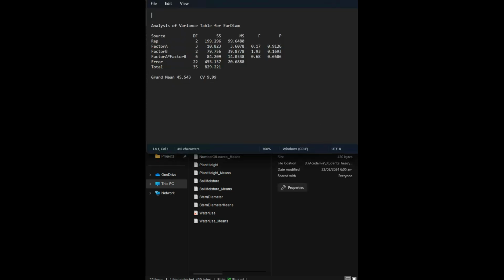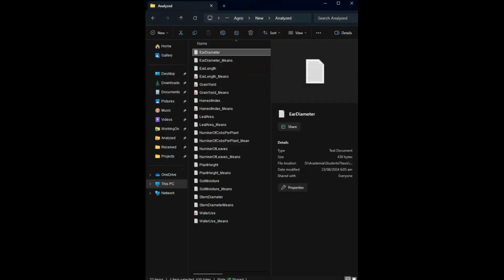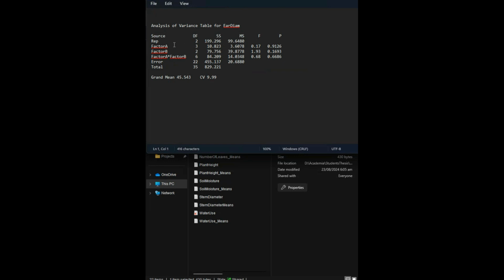So when you open the ear diameter like this, it is a typical ANOVA table, AOV table, analysis of variance table. So in the analysis of variance table, your design was actually a factorial design. So you had factor A and factor B. One of the factors had 3 levels and the other had 4 levels. So you did treatment combinations and you actually came out with taking your data.